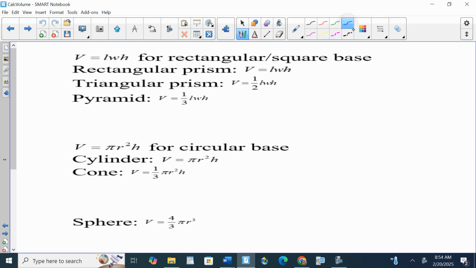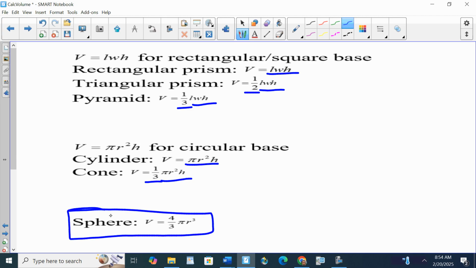Basically, they're going to either be length times width times height or pi r squared height, depending if the base is a rectangle or square or a circle. Triangular prism is 1/2 in front. Pyramid and cone is 1/3 in front. And sphere is kind of separate. Sphere is given to you, so you don't have to worry about memorizing that one.